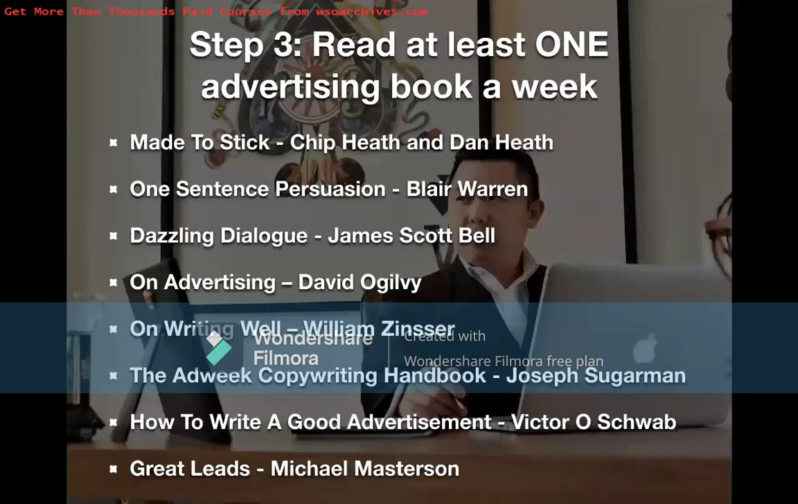Number 3, read one of these books. And more importantly, apply these books. If you're reading One Sentence Persuasion, find a way to apply the principles. Dazzling Dialogue, start using dialogue. Apply it in your writing. If you're just reading it and not applying it, it's just going to go in one ear and go out the other. All right, apply these.